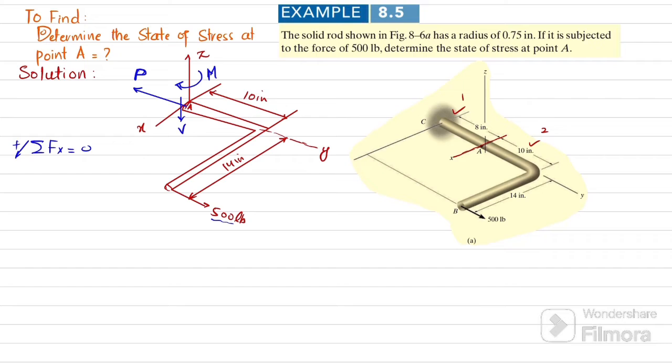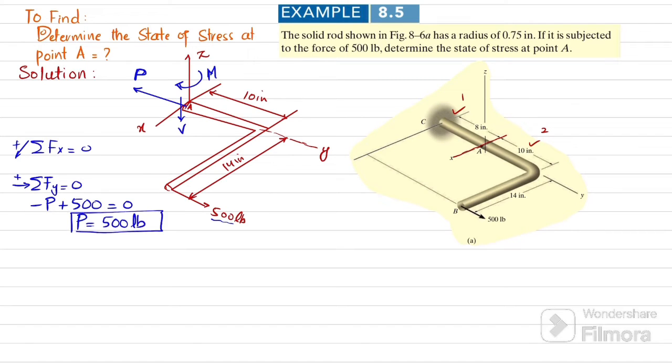So as we can see that there is no force along any X direction, so it will not be used. The second equation that we will be using is sum of all forces along Y direction must be equal to 0, and force toward right side is taken as positive. So P, which is acting opposite to Y direction, plus 500 is acting towards Y direction, their sum must be equal to 0. So it means that P is equal to 500 pounds.